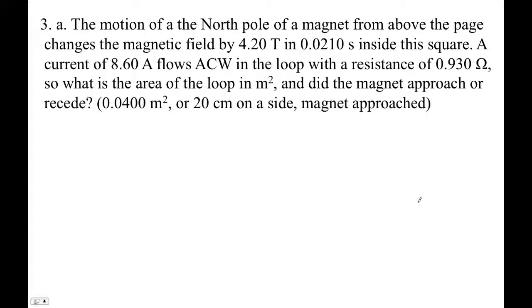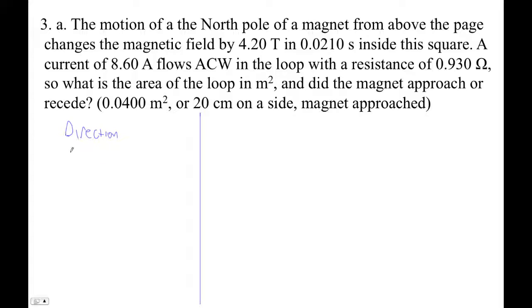All right, the motion of a North Pole magnet. Okay, so this magnet's either approaching or receding. So let's do that first. Let's figure out the direction. Let's figure out that the magnet has to approach to affect this current, right?